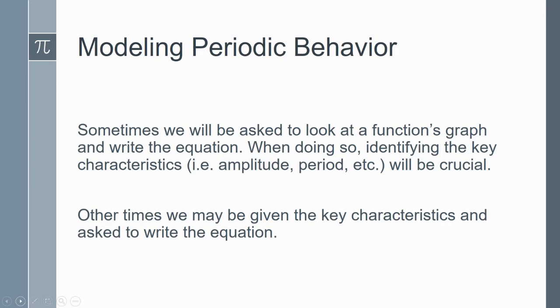Okay, so modeling periodic behavior. Sometimes we're asked to look at a function's graph and write the equation. So when doing so, we're going to want to identify those key characteristics, just like we did in our warm-up, where we found the amplitude, the period, the phase shift, and the vertical shift. Okay, that's the crucial information. Like I mentioned, other times you might just be given some of those key characteristics and then you'll be able to write an equation based off of that.